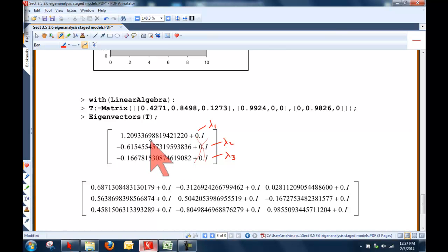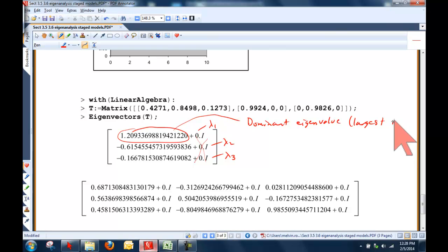Then I come back here and say, what about a dominant eigenvalue? In terms of magnitude, it's clearly the first one. So this is the dominant eigenvalue, largest in magnitude. And indeed, it is greater than 1. That's why we're getting population growth, as we saw, as opposed to extinction or overall population stability.